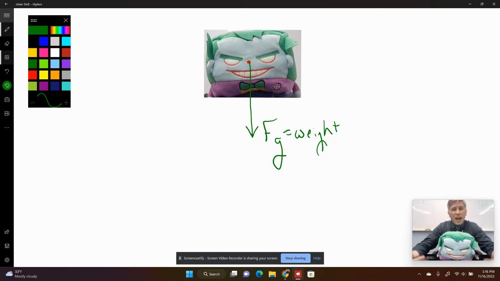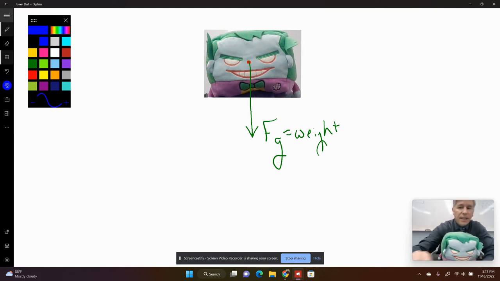The other one is obviously he's sitting on the table. He's not just falling. So if you just had a picture like that, it would be this situation. Falling Joker. So he would be accelerating towards the ground at 9.8 meters per second squared. We don't want that. So there has to be another force acting on him.